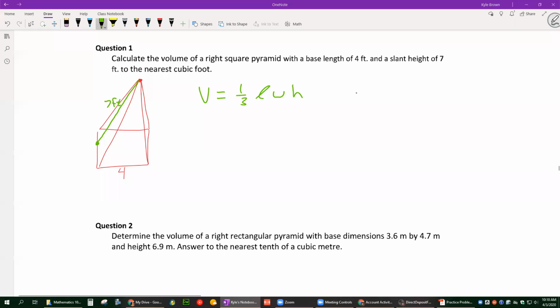If you want to just see what you have, let's just figure this out. So we know that this is 4. Let's say the length would be 4, and maybe we call that the width. Does anybody know what the width would be in this case?